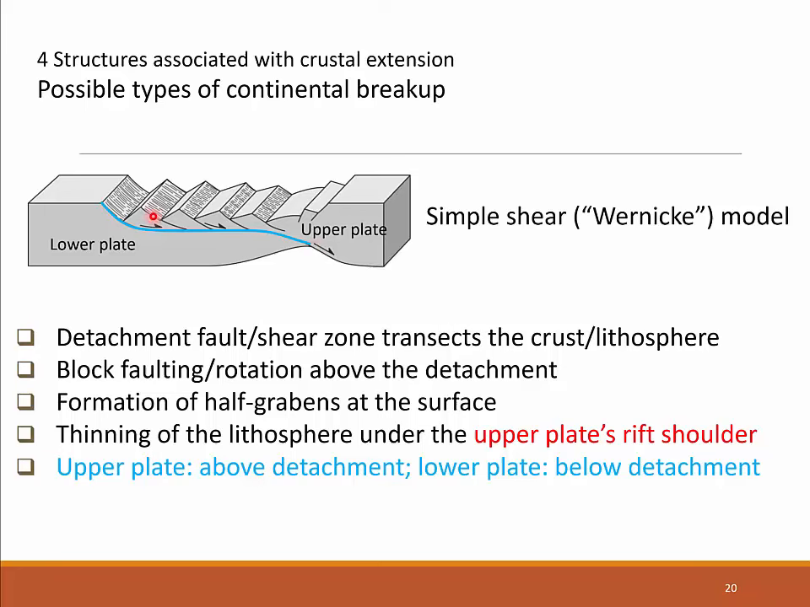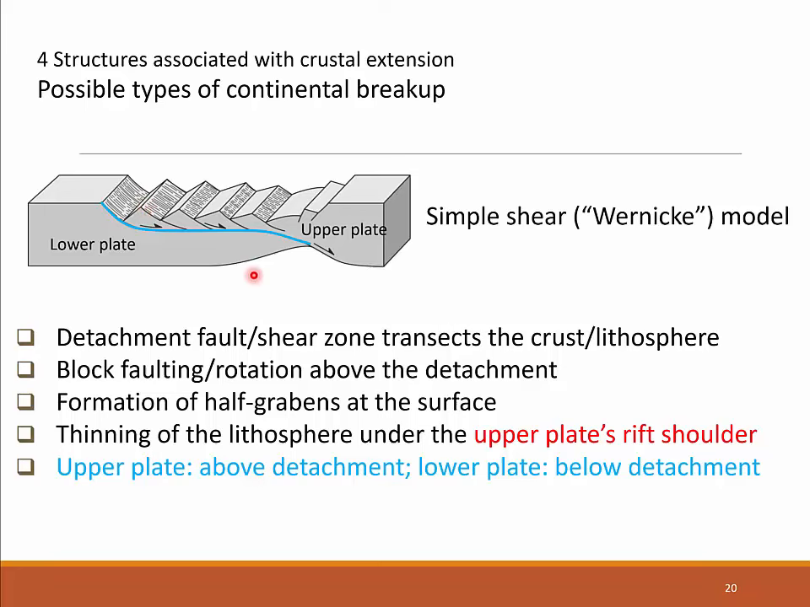Half grabens are the typical feature to form, and of course the space generated in the half grabens is usually filled up with young sediments from the rift shoulder or from the topographic high ground of tilted listric blocks.